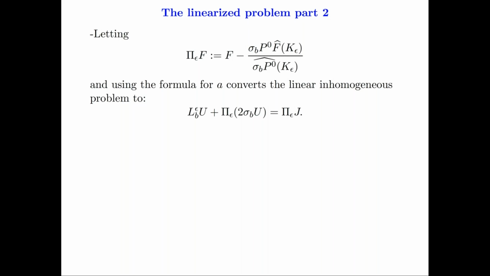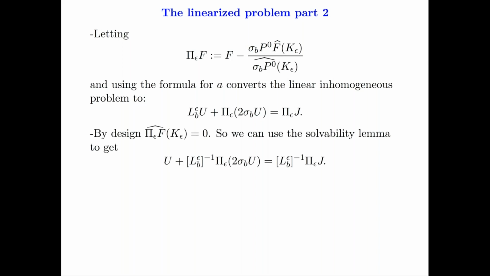What I'm going to do here is use that formula for A that I've got to define a projection. This projection is really just a technical way of saying I solve for A correctly. If I apply that operator, this projection operator pi epsilon, to my equation, I get this equation here. By construction, if you apply pi epsilon to any function and then evaluate that at the critical frequency k epsilon, you get 0. So again, this is really just solving for A. It's not so exciting. It's just a way of packaging everything.